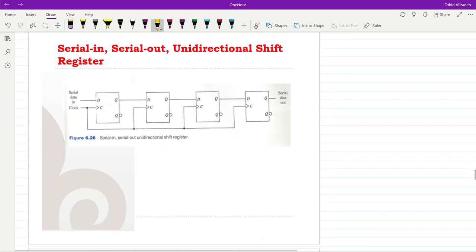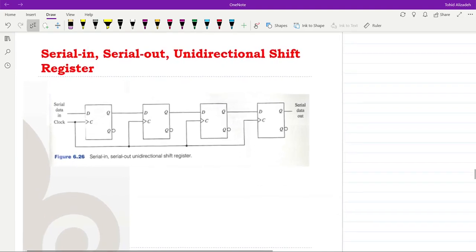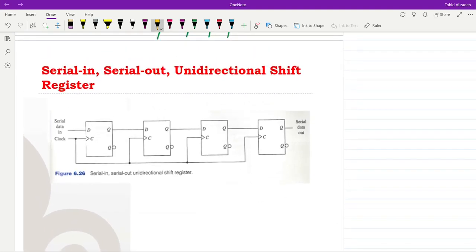Over here you can see the internal structure of a serial in, serial out unidirectional shift register, which is a simple one. As you can see, we have the serial in, therefore the serial data in line is shown here, and we have the serial data out. So at each rising edge of the clock, we will provide one bit of information to the shift register, and we will take one bit of the information out of the shift register.